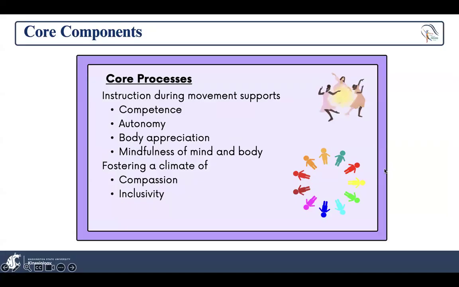Moving on now to core processes. So the core processes are, again, the manner by which instructors should engage with youth or should deliver the core activities. These core processes include supports for competence, autonomy, body appreciation, and mindfulness of the mind and the body during movement activities. These first set of core processes all have to do with things that are occurring during the movement portion of each session specifically. Another important core process is fostering a compassionate and inclusive environment in general throughout all the activities of the program.